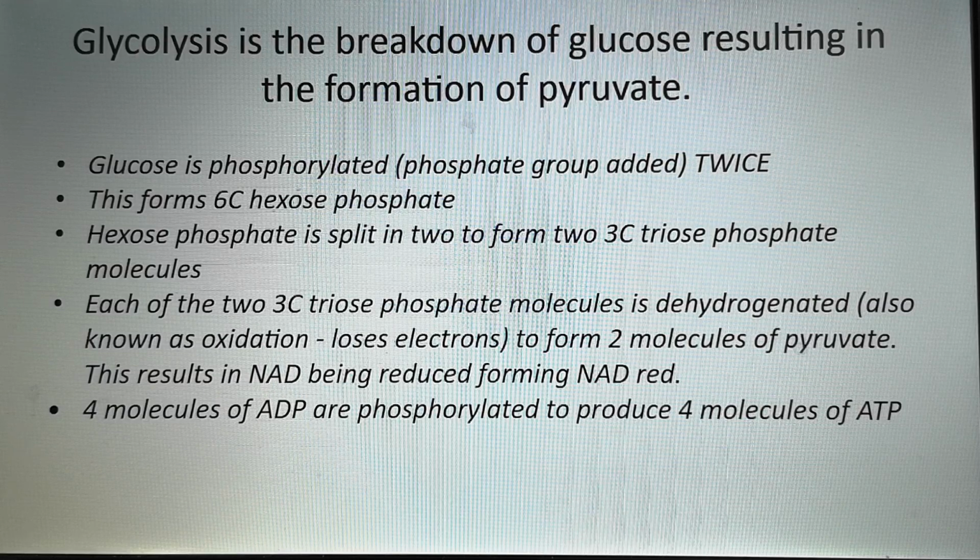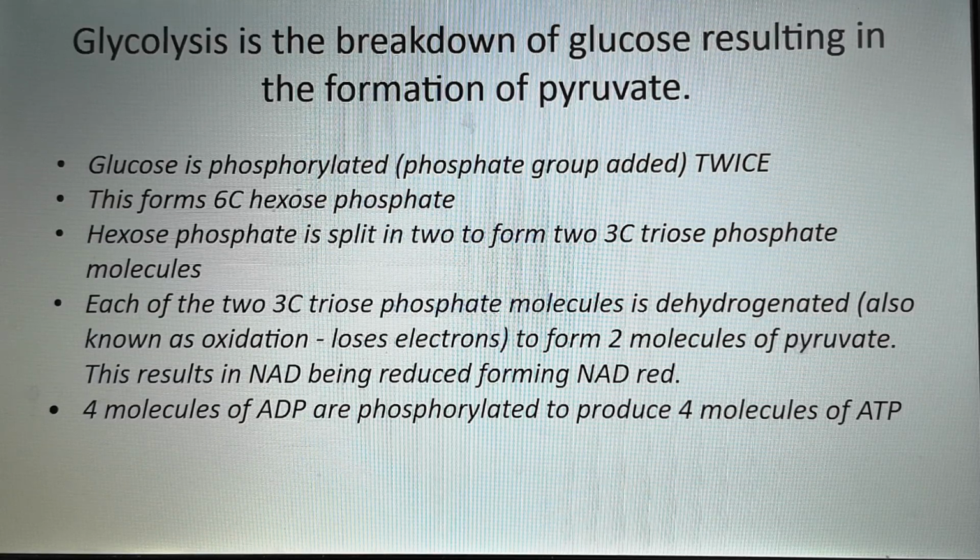That hexose phosphate splits in 2 to form 2 triose phosphate molecules. Remember the prefix tri, think about your Welsh, means 3 carbons, and ose means sugar. So we've got a phosphorylated 3-carbon sugar. Now, these 2 triose phosphate molecules need to be dehydrogenated, which also means oxidized. So they're going to lose electrons, they're going to lose hydrogens in order to form the 2 molecules of pyruvate that mark the end of glycolysis.